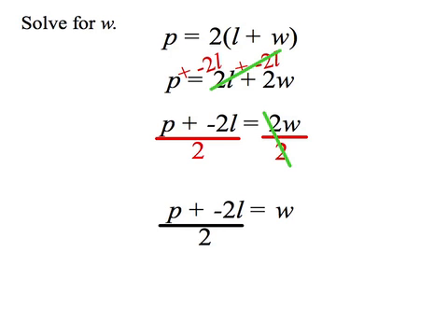But it's probably more commonly written by dividing both terms by 2 separately and getting that 0.5P take away L equals W, which could also be written 1/2 P take away L equals W. In the final two lines we have solved for W, or if you like, we've expressed the width in terms of the perimeter and the length.